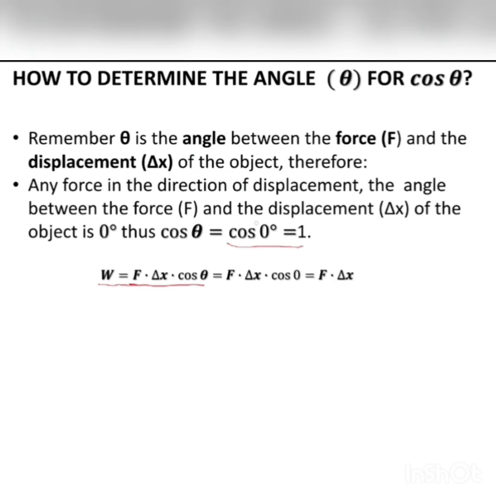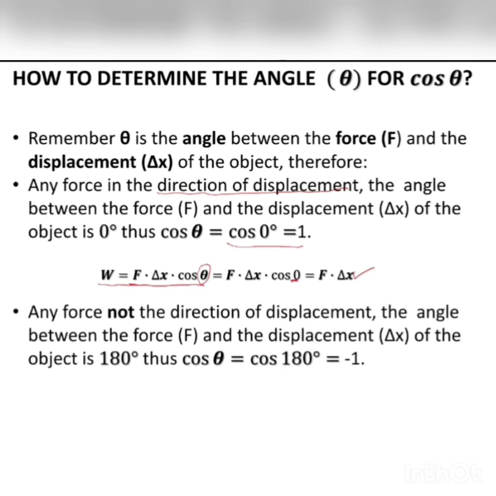Then whenever we have the force being in the same direction as the displacement, we are going to substitute our theta here with 0. Then we are going to have positive F delta x. And that is very important. We'll talk to it later on when we are dealing with different types of work done. Specifically this one has to do with the positive work done on an object.